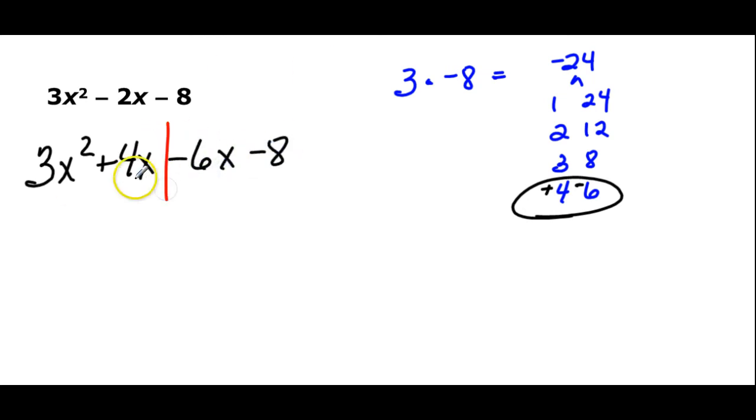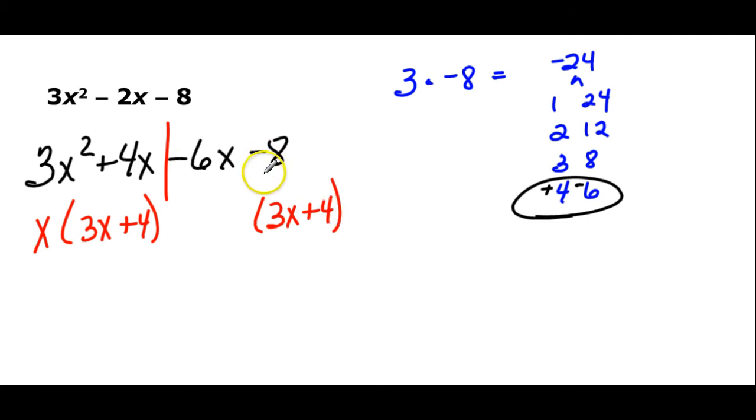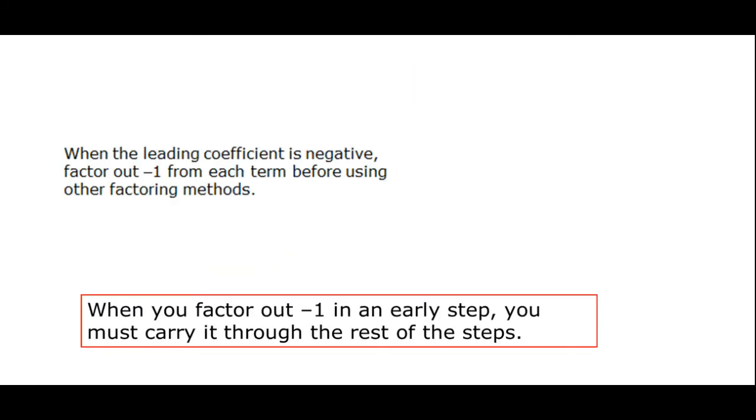Cut that in half. These two have an x in common, which gives me a 3x plus 4. Again, I want this to be a 3x plus 4. So that's letting me know that I need to pull out a negative 2 in order to make that happen. All right, write down the 3x plus 4, and then what's left over, and there it is, factored.